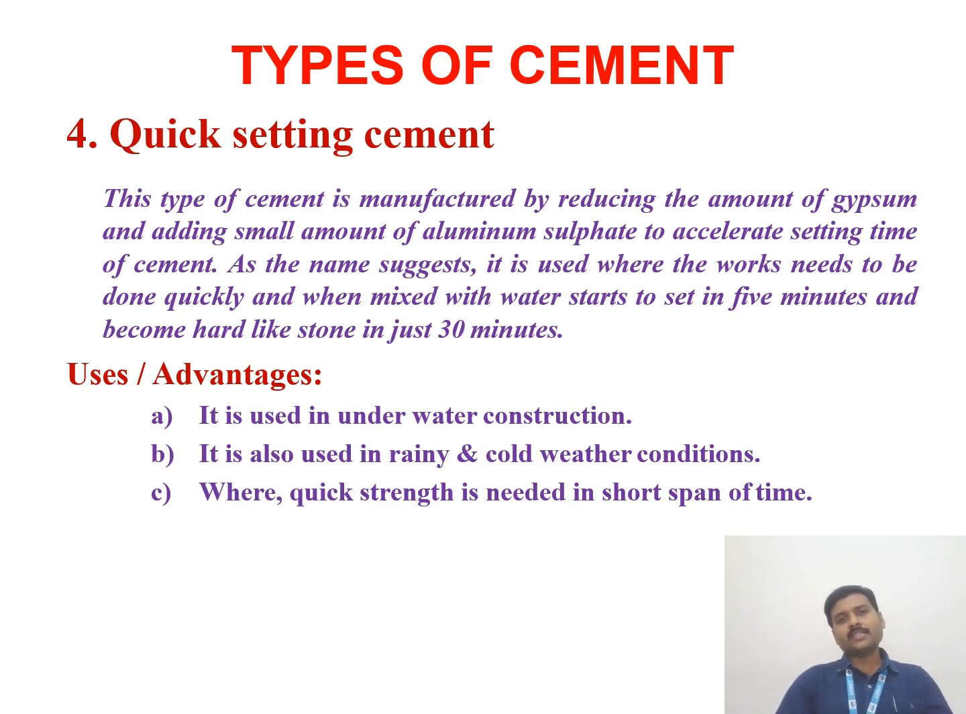What is meant by quick setting cement? It is manufactured by reducing the amount of gypsum and adding a small amount of aluminum sulfate to accelerate the setting time. The main thing is, it can set within 5 minutes and become hard like stone in just 30 minutes. It can be used in underwater construction and in rainy and cold weather conditions, where there is a chance of more time being taken for setting. In those areas, when we use quick setting cement, it will set much faster.